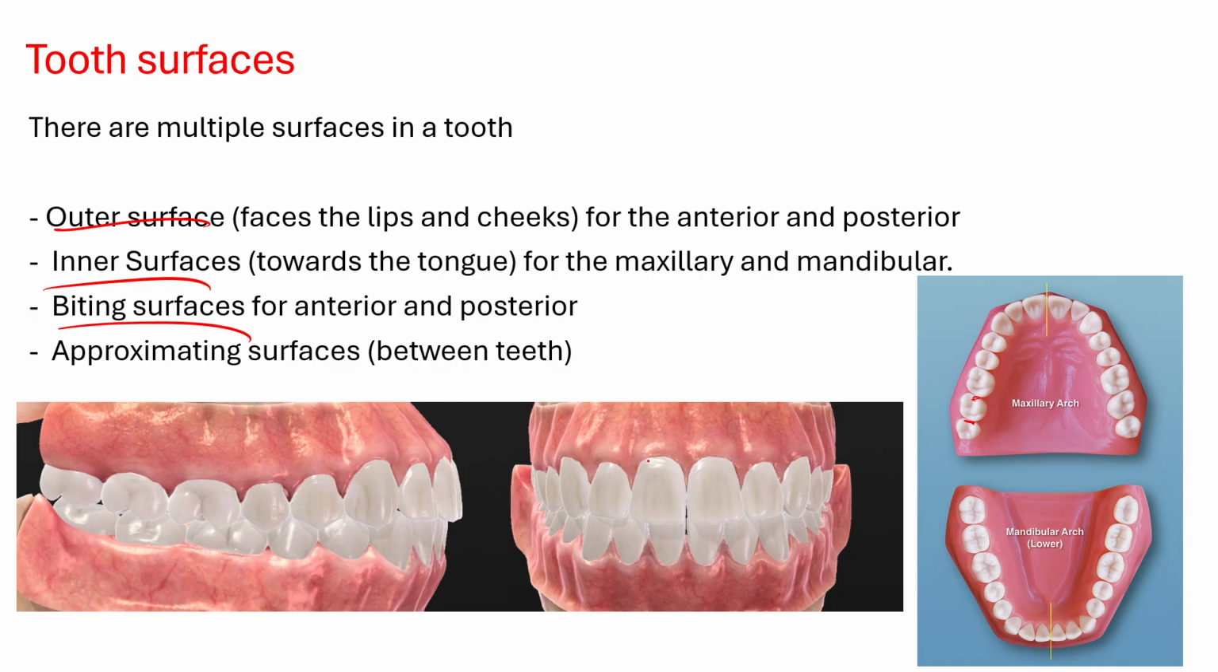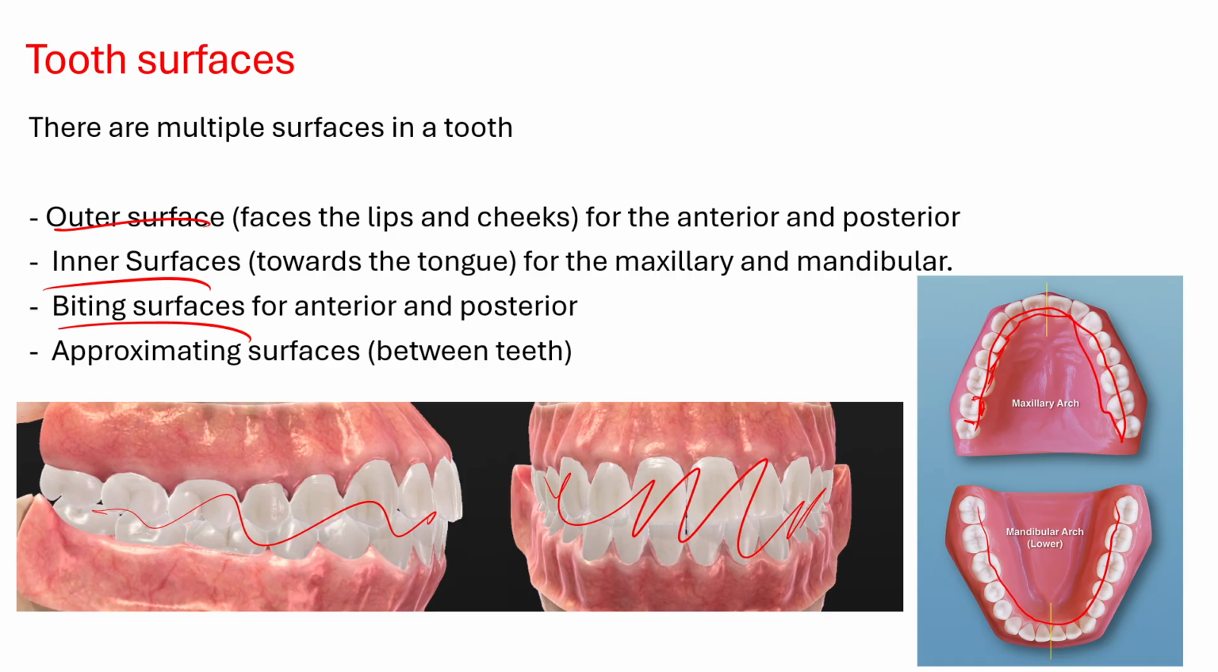So the outer surface is the surface that faces the lips and the cheeks. This right there, this is the surface right there. And the inner surface is the surface that is inside, that faces towards the tongue or the palate. So it's just right over there, just the inside. And same here.